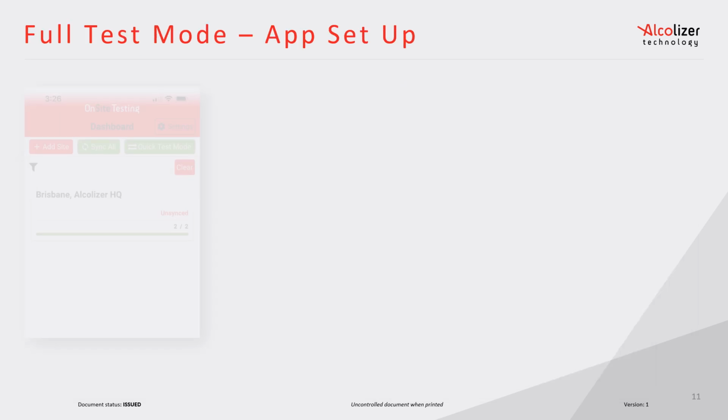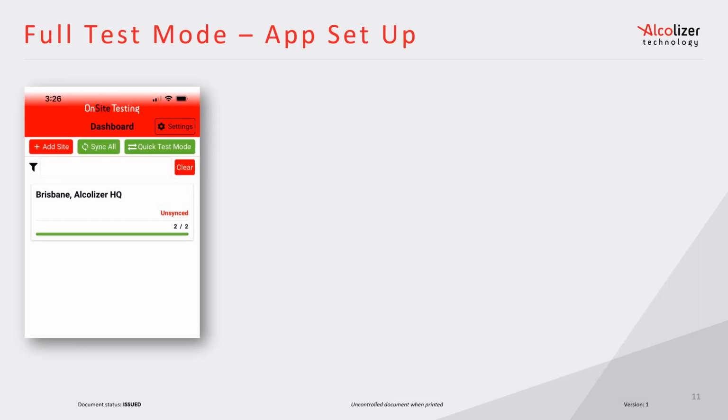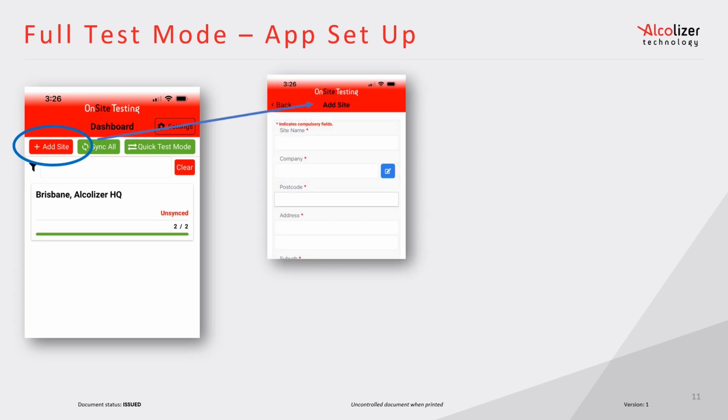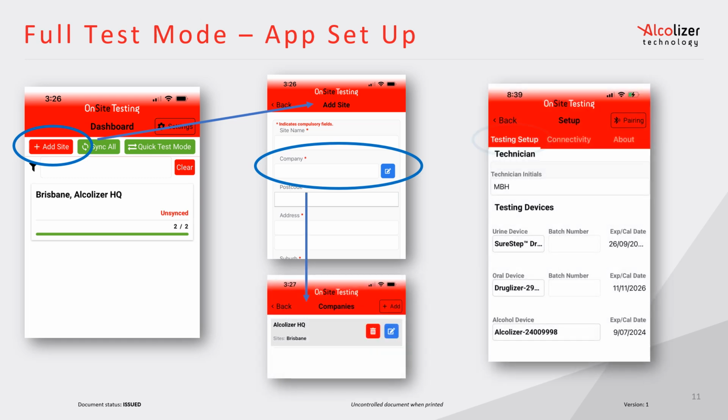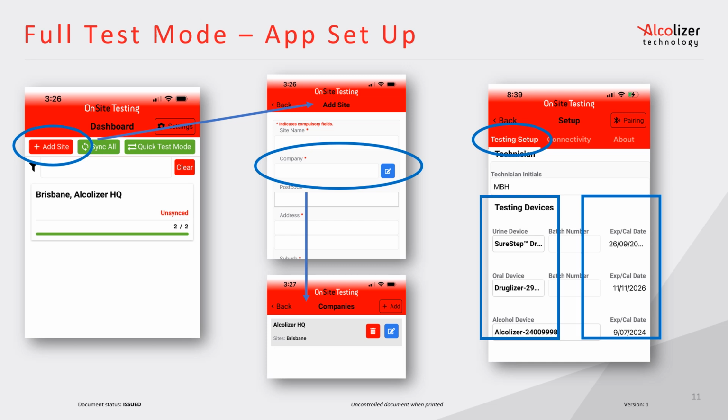Once you have paired your testing devices, set up the app. From the dashboard, select Add Site. Enter the site and company details. Ensure the site and company name is exactly the same as it would appear in Alco Connect. Select the testing setup menu. Select the devices you have paired and the urine device you want to use if applicable. Ensure the device expiry date is set.